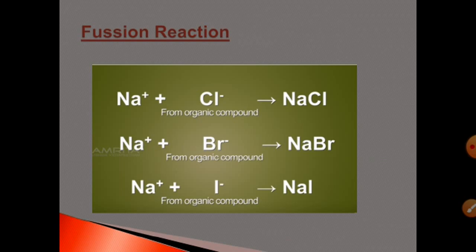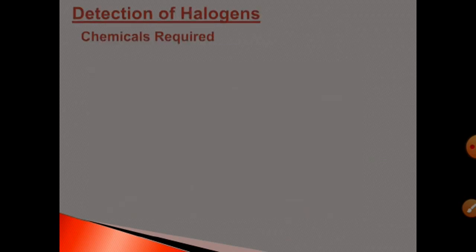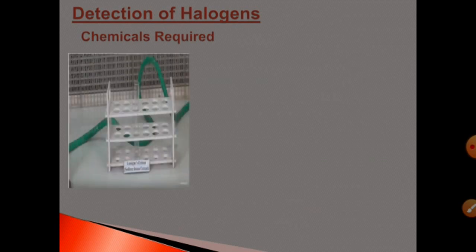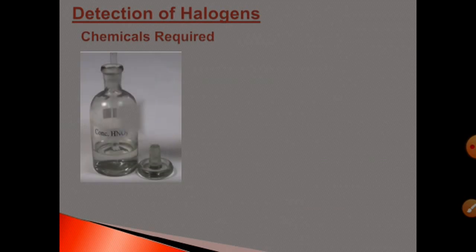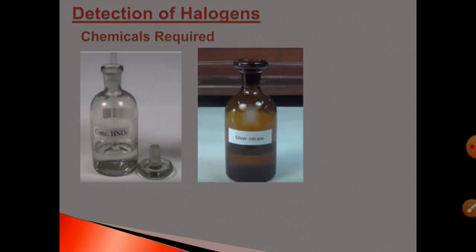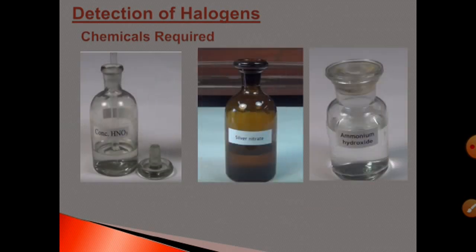If the organic compound contains chlorine, it reacts with sodium and is converted into sodium chloride, and further it reacts with silver nitrate, giving a white precipitate which proves the presence of chlorine. Chemicals required for the detection of halogens are sodium fusion extract, concentrated nitric acid, silver nitrate, and ammonium hydroxide.